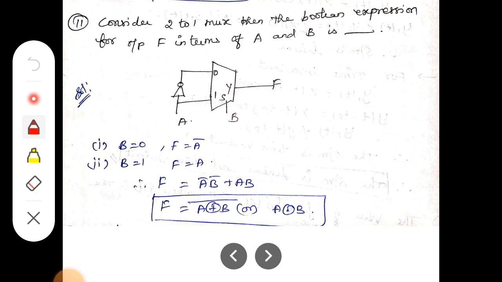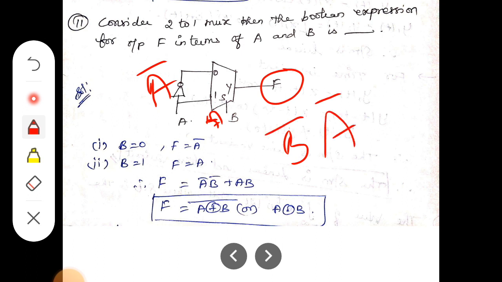For the case B equal to 0, the function F is A not. Here a NOT gate is available, and the output of the NOT gate gives A bar, while the other input is provided directly as A. So when B is 0, B bar is 1 and the output is A bar, so B bar A bar. Then the second case, B equal to 1, the output is equal to A. So it is written as A bar B bar plus A B.